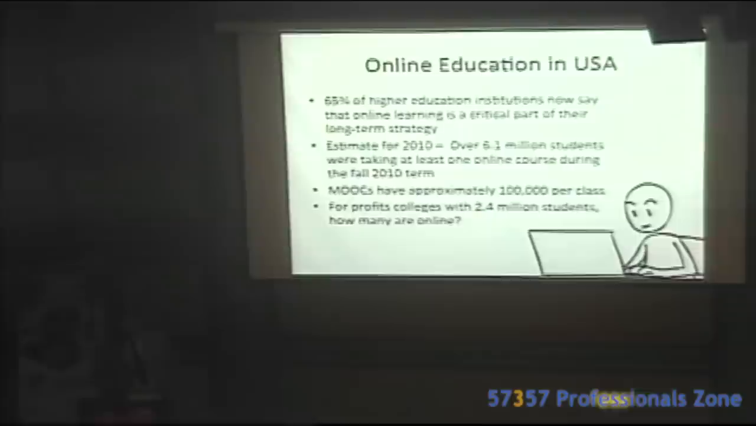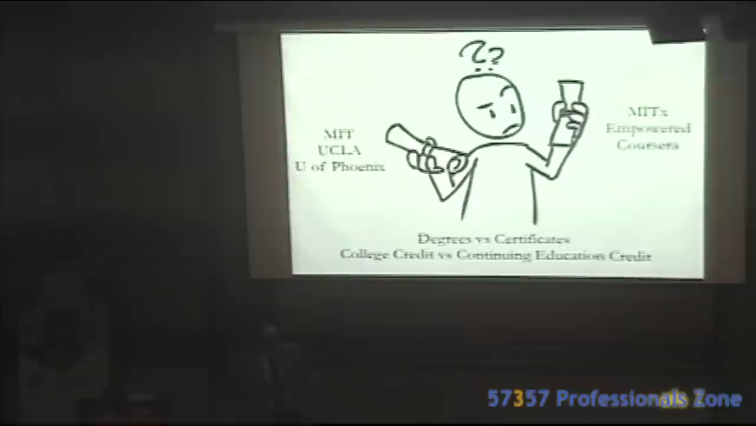What's happening is really well-renowned universities like MIT and UCLA now have something called MITx or Empowered that is a completely online alternative to what is available at their institutions. You have the University of Phoenix, as I mentioned, one of these for-profits that has really grown with the number of students, and most of their things are online. Coursera is an example of the MOOCs that are available.